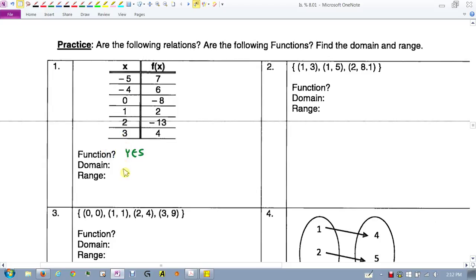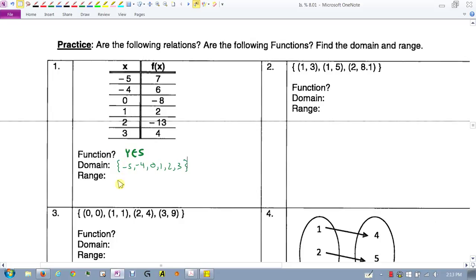Okay, what's the domain? All of these points over here, all of these numbers. How do we write a set of numbers? What do we use? The brace, yes. It's going to be hard for me to do this. A brace, and then negative 5, negative 4, 0, 1, 2, 3. Those are the inputs that are allowed here.